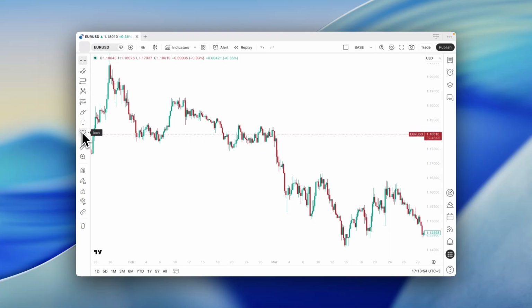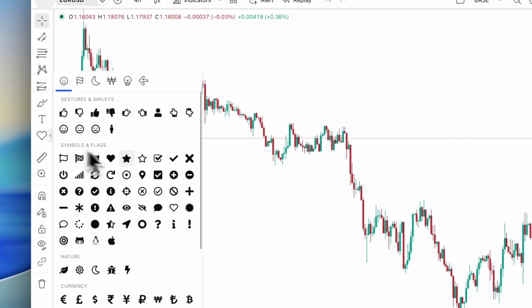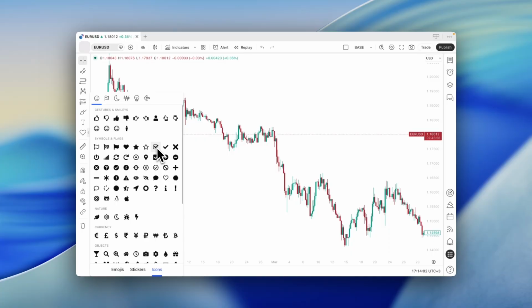towards the heart icon or underneath the text icon, and then you can click on more icons. Once there, what I could use is I would use either a tick or an X where my trades have gone well or where my entry positions have failed or reached their take profits.